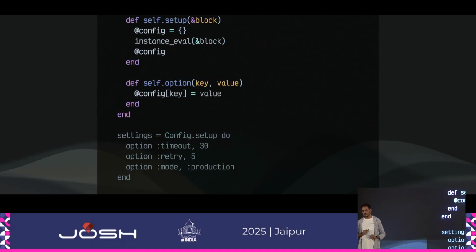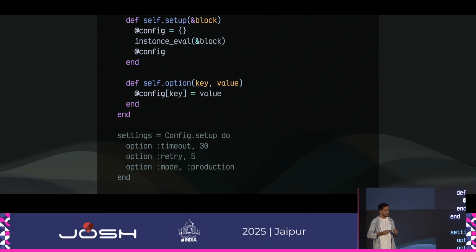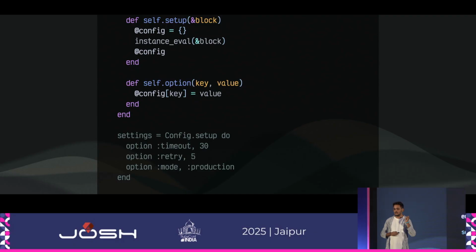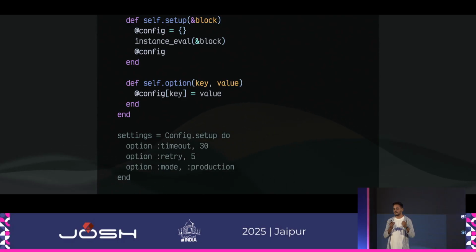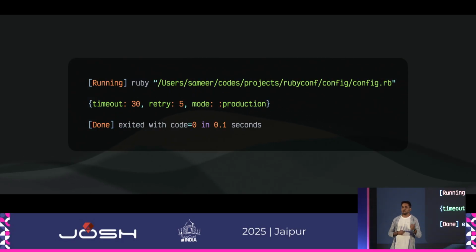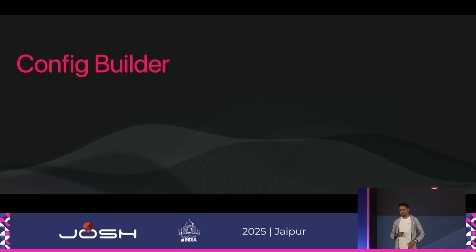And this is made possible by using instance_eval. In the second line there, in setup, you see that instance_eval is going to take that block and run it as if it was some code written inside that config itself. And the output, as expected, gives you a configuration object.